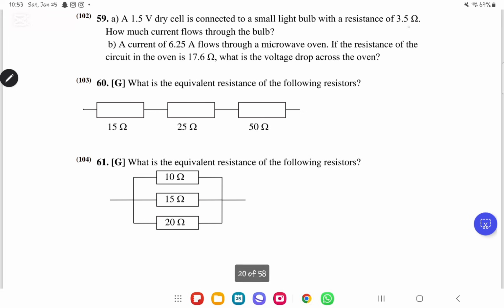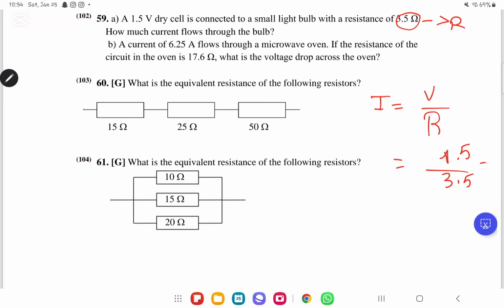A 1.5 volt dry cell is connected to a small light bulb with a resistance of 3.5 ohms. This is our resistance. How much current flows through the bulb? Very simply, we know that the current is equal to the voltage divided by the resistance. So it is the voltage of 1.5 divided by the resistance of 3.5, which gives us an answer of, let me just put it on my calculator.